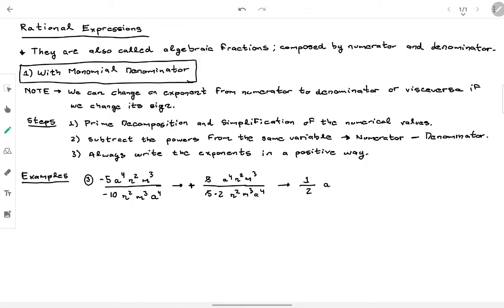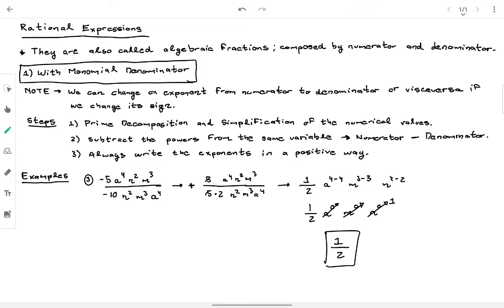For a, it's going to be 4 minus 4. M is going to be 3 minus 3. And n is going to be 2 minus 2, so it's going to be 1/2. A to the 0 is 1, m to the 0 is 1, n to the 0 is 1. So this answer is going to be only 1/2 without any letters. So sometimes all the letters will disappear and we will have only numbers.